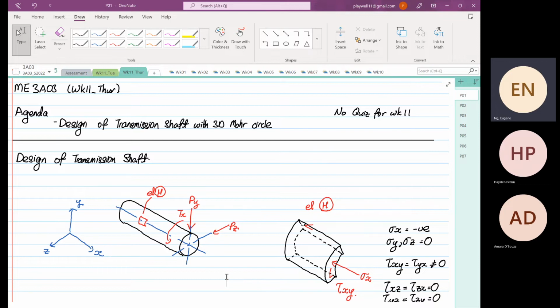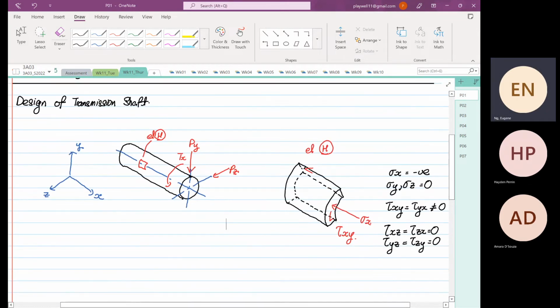So last lecture, we looked at a transmission shaft. The formula that we're going to apply or derive with 3D Mohr's circle is usually under two axes of so-called bending forces in the y direction and the z direction. So this Py and Pz will induce moment about the y-axis and the z-axis. Usually it's associated with a torque because this shaft will be rotating.